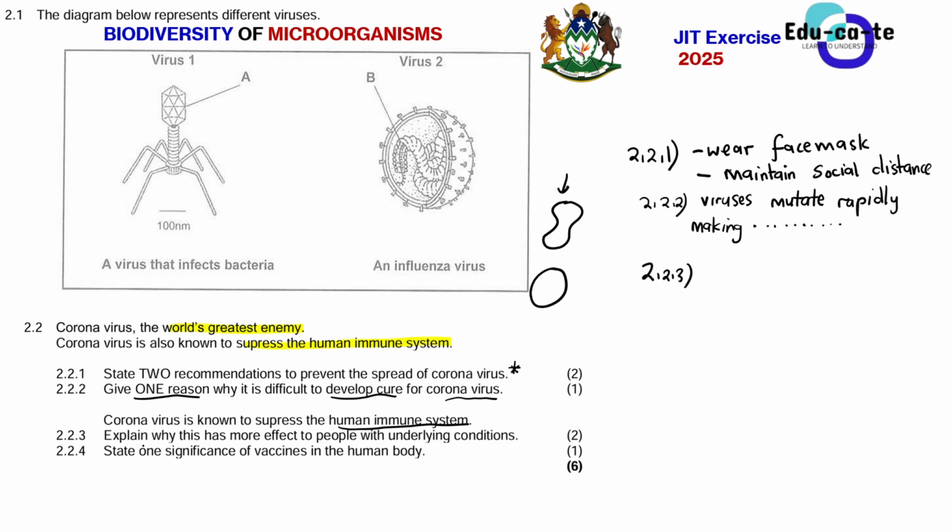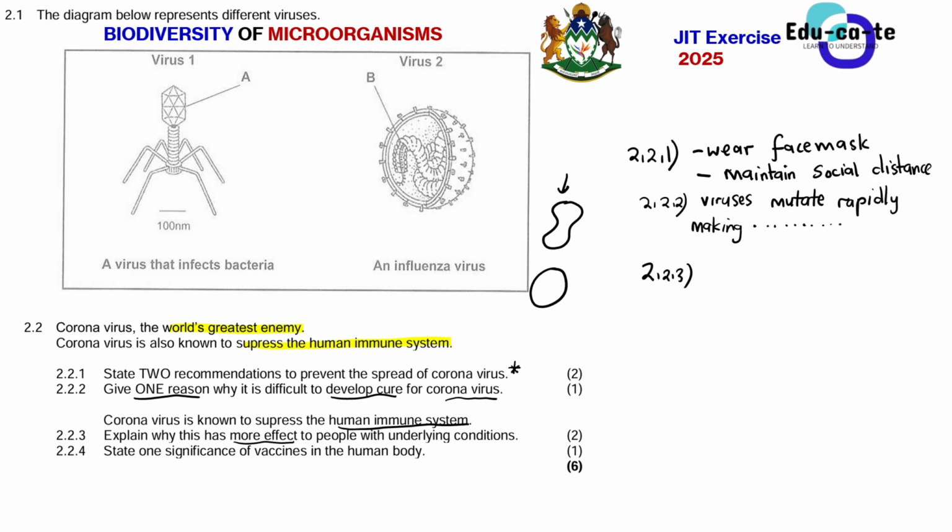Now, 2.2.3 says explain why this has more effect. Why does this have more effect? Since the coronavirus is destroying the ability of the body to fight infection. Because remember, immune system simply means the ability of a body to fight infection. So here, since the coronavirus is suppressing the human immune system, it means that the coronavirus is making the body not able to fight for itself. It is making the body not able to fight infection.